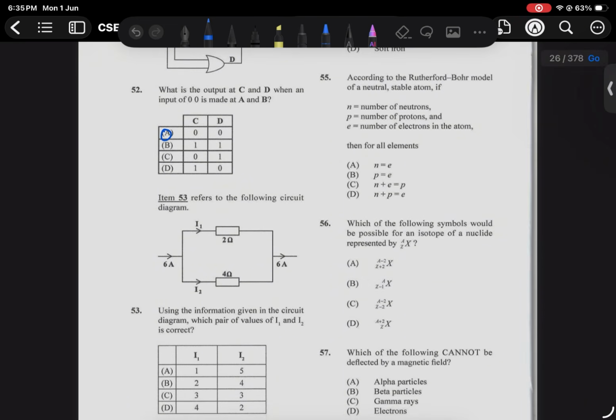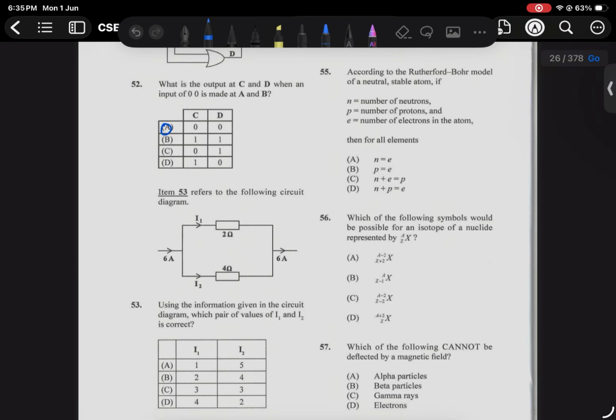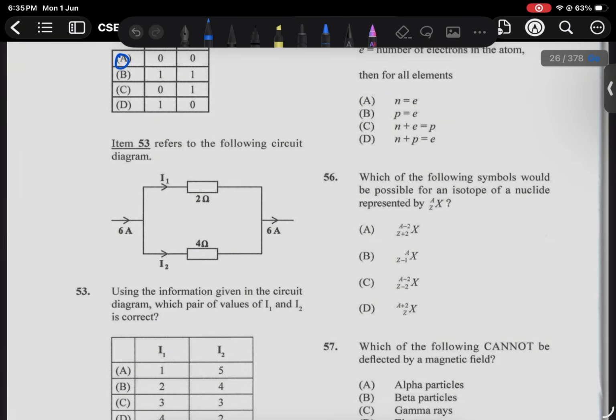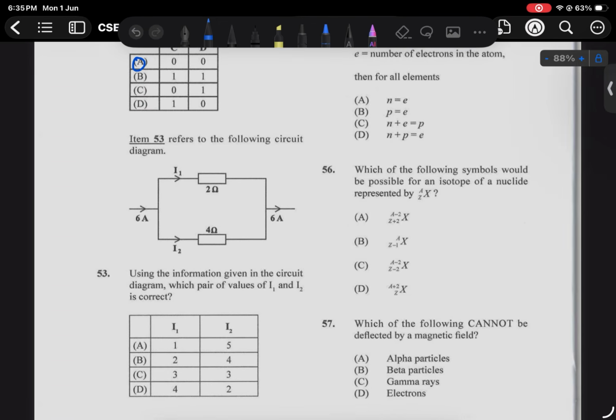It refers to the following circuit diagram. Using information given in the circuit diagram, which pair of values I1 and I2 is correct? So you know, more current flows where there's least resistance. Also the current going into these two junctions is split and has to equate to 6 amps. So the current coming out is also 6 amps.